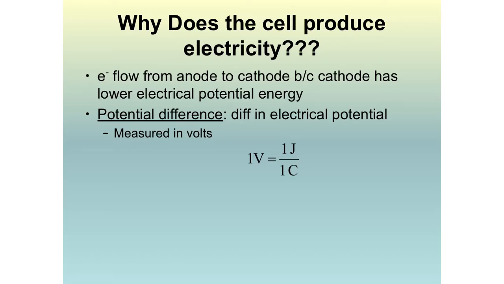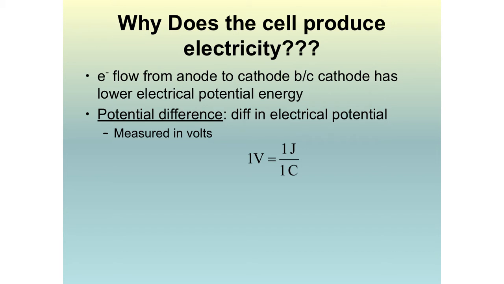All right, this is going to be our biggest topic for this chapter. So we'll be talking about how to determine how much electricity the cell will produce if we have a spontaneous reaction, or how much electricity is required to force the chemical reaction to occur if we have a non-spontaneous reaction.